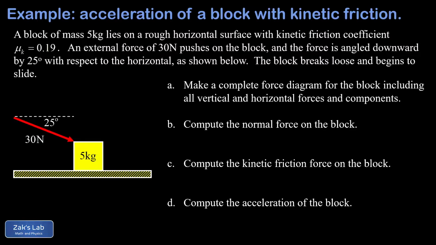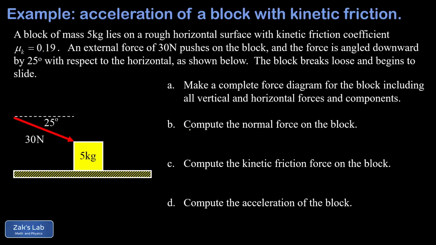In this video, we're solving a kinetic friction problem where we have an applied force pointing down at an angle on a block. And because that has a vertical component, it's going to mess with the normal force in this problem, so we have to keep that in mind. And the problem is broken into parts. We're asked to make a complete force diagram at the beginning of the problem, which you should do anyway.